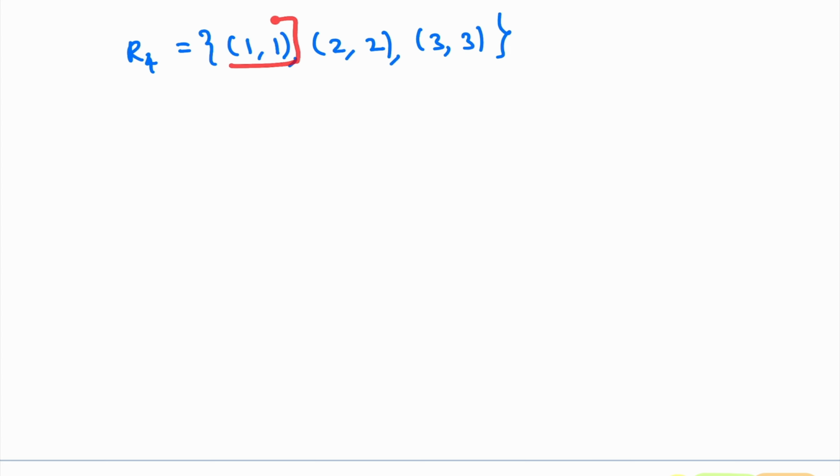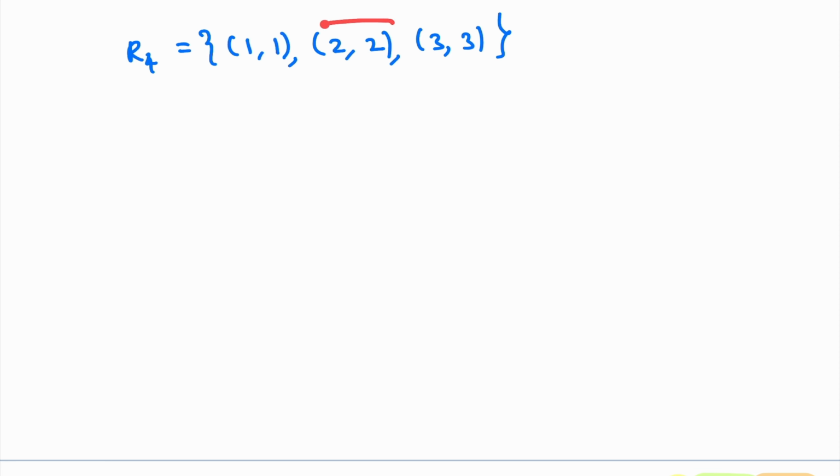See, we'll check for every ordered pair. You see this 1 comma 1. This ends with 1. Any other that starts with 1? No other starts with 1. And moreover, we know that this type of ordered pair always satisfies the transitive condition. No other starts with 1, so we say that this passes the transitive test.